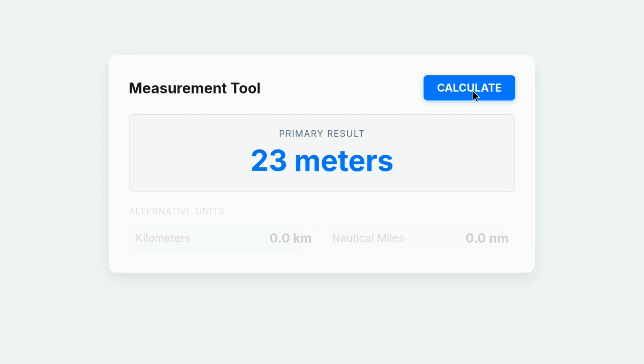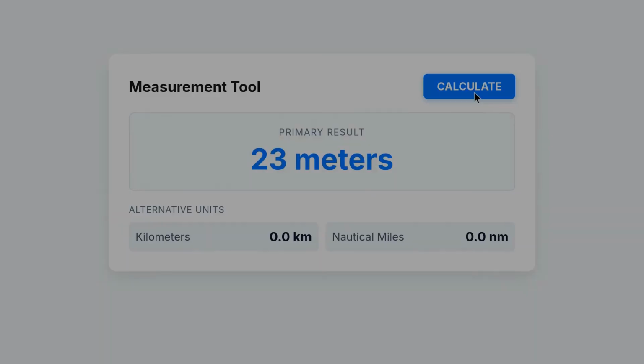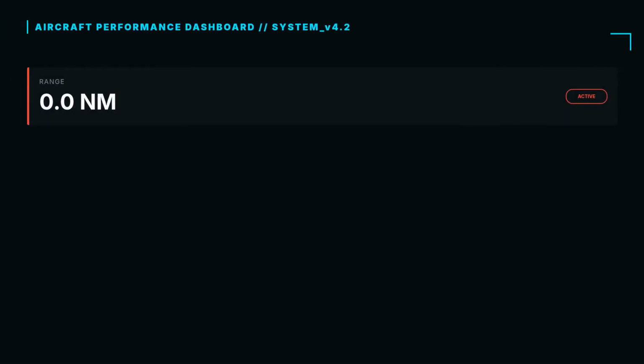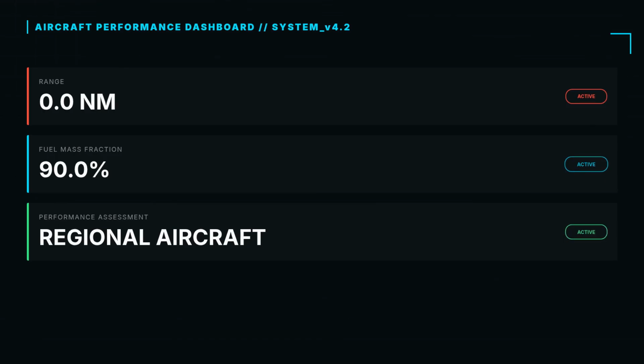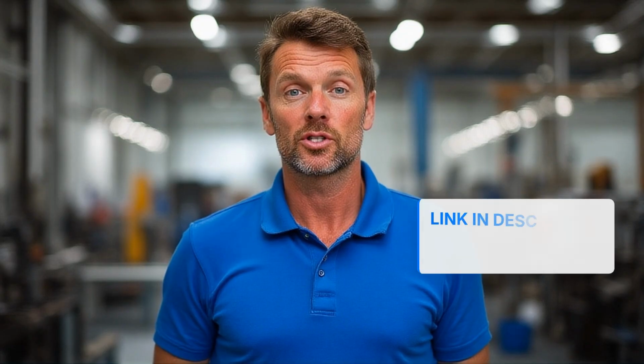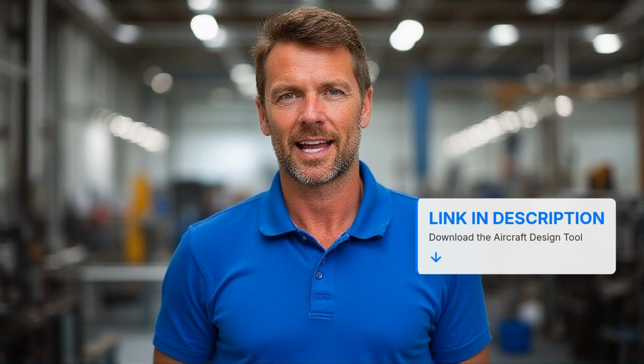The range in alternative units displays as 0.0 kilometers and 0.0 nautical miles due to the small value. The fuel mass fraction is 90.0%, and the performance assessment categorizes this as regional aircraft. This tool streamlines preliminary aircraft design calculations.